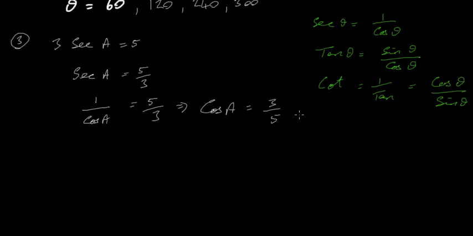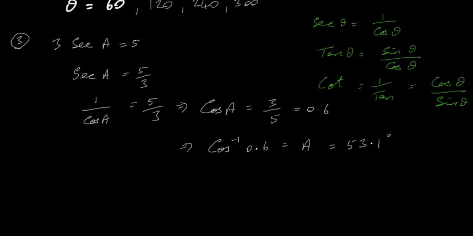3 over 5 is just 0.6. So to find what A is then, we get the cos inverse of 0.6, and that will give us our angle A. And when we work that out, we get an angle of 53.1 degrees. So you can do that on your calculator.